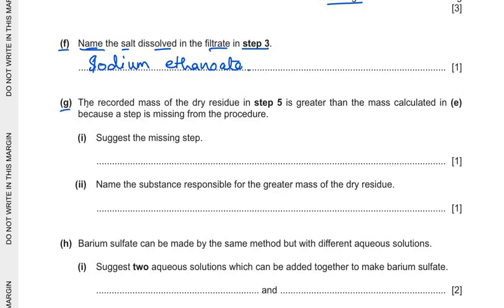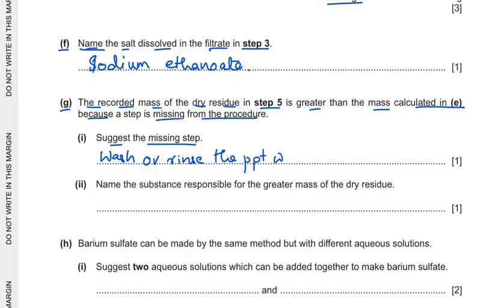Now the G part is: the recorded mass of the dry residue of step 5 is greater than the mass calculated in E because a step is missing from the procedure. Now suggest the missing step. The missing step is that we need to wash or rinse the precipitates with distilled water.